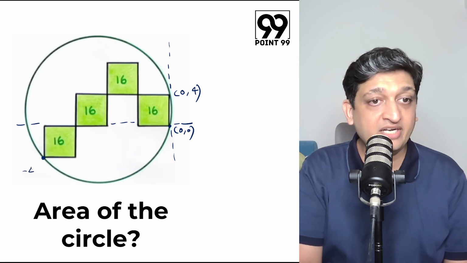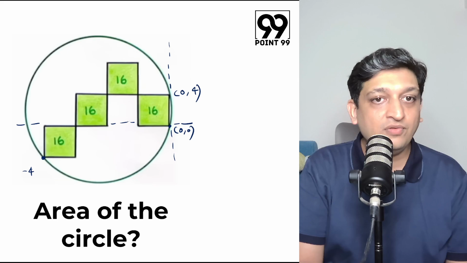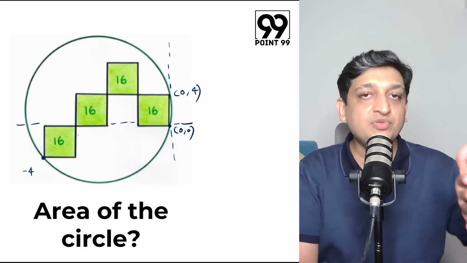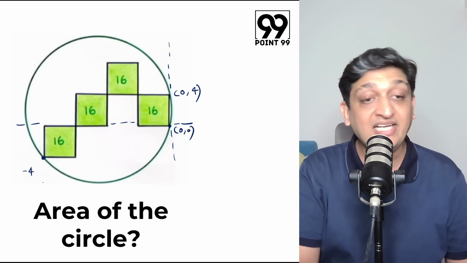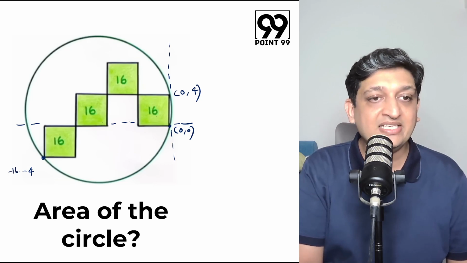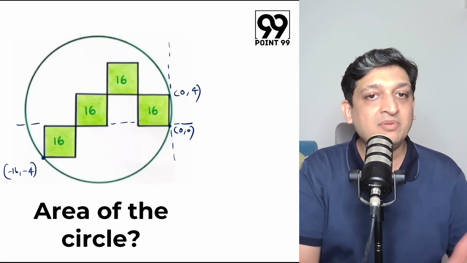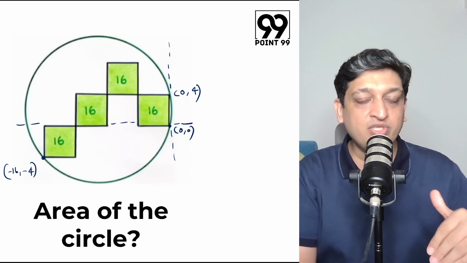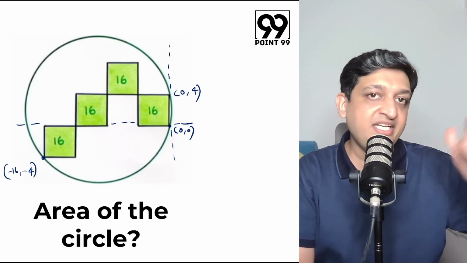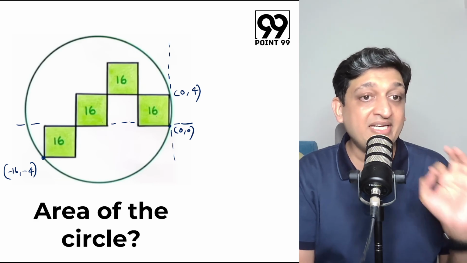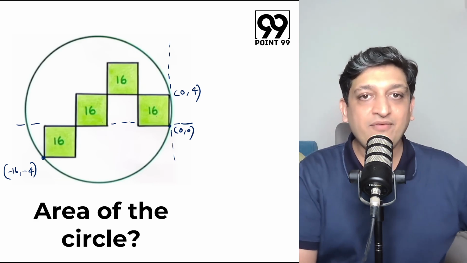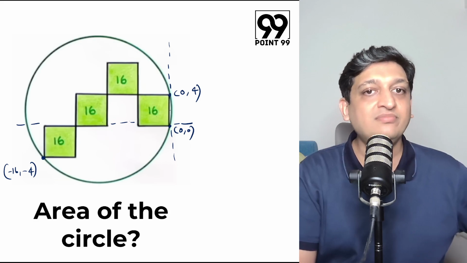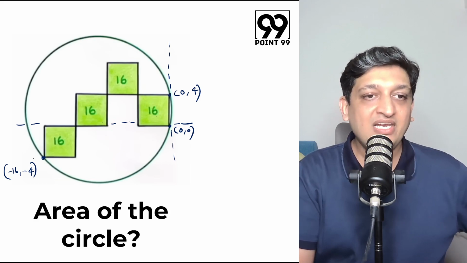We'll be able to see that this point that we have here is 4 units below the origin. So the y coordinate will be -4, and it is 4, 4, 4, 4 units to the left of the origin, which will mean that the x coordinate is -16. Now we have got the 3 points that form this particular triangle that we have. Let's call this triangle ABC.